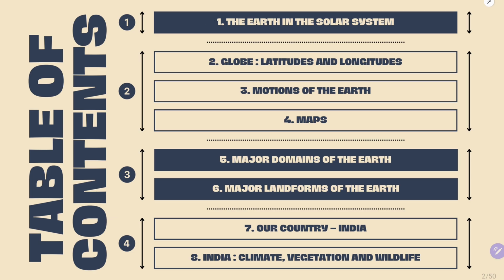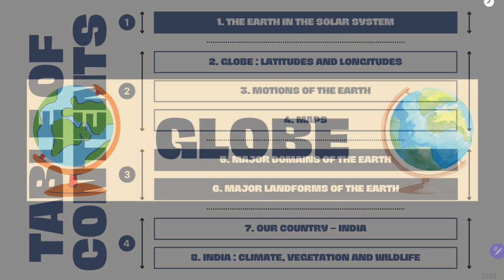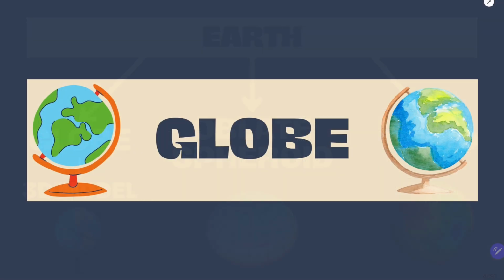Today we move forward to Chapter 2, Globe, Latitudes and Longitudes. This is a fundamental topic that helps us understand how locations are determined on the Earth. Let's start with the globe.